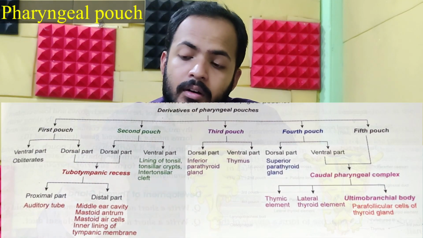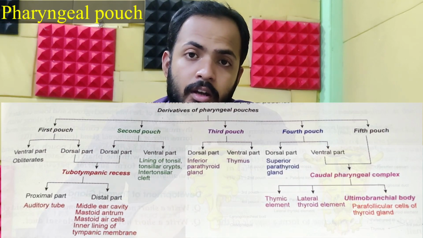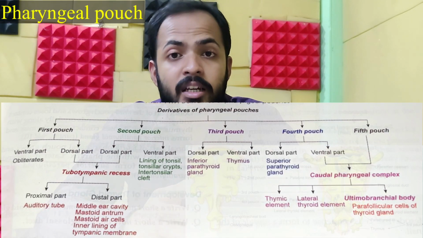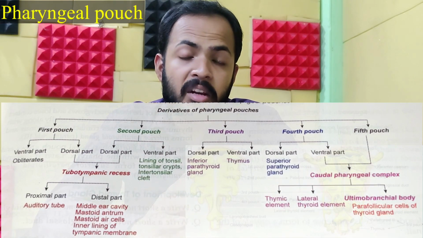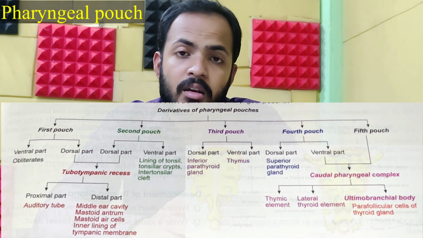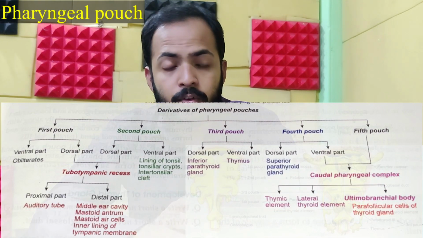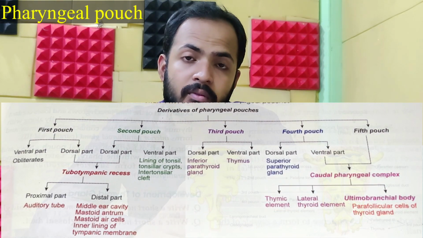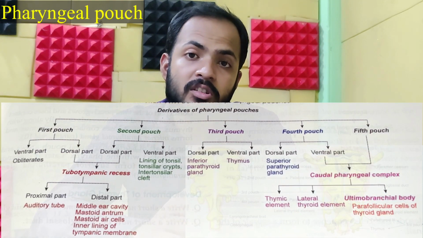The dorsal parts of the first and second pouches merge or fuse together and form the tubotympanic recess. From that we are getting the auditory tube, then the middle ear cavity, mastoid antrum, mastoid air cells, and the inner mucosal lining of the tympanic membrane. And from the ventral part of the second pharyngeal pouch we are getting the epithelial lining of the tonsil along with the tonsillar crypts.